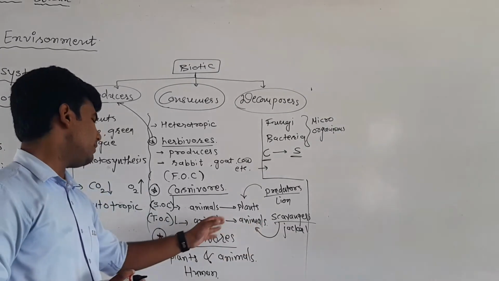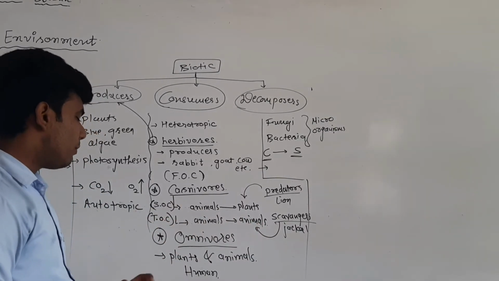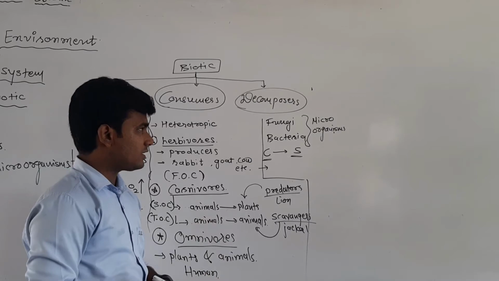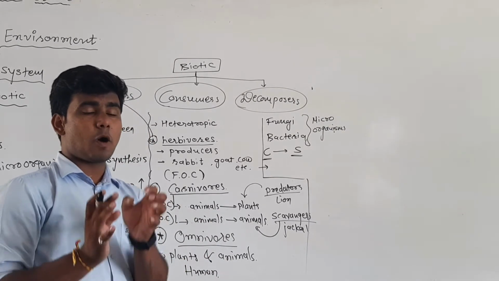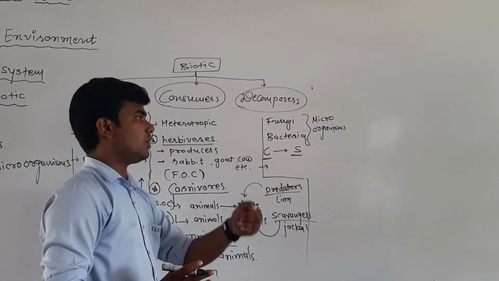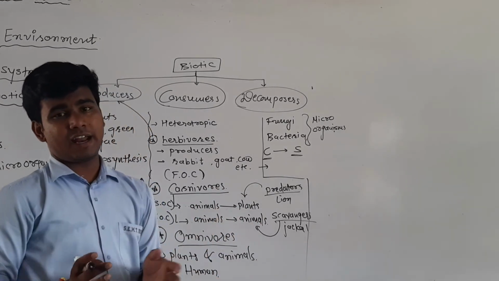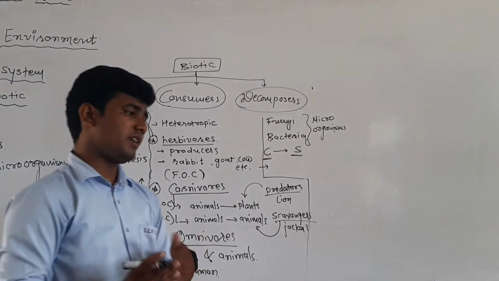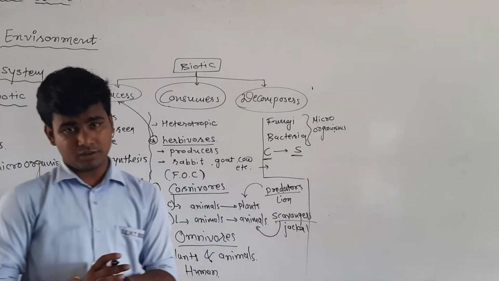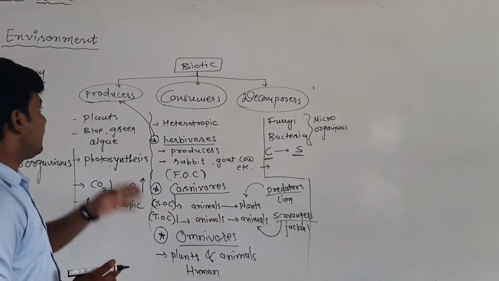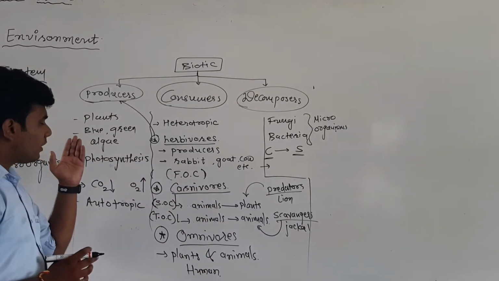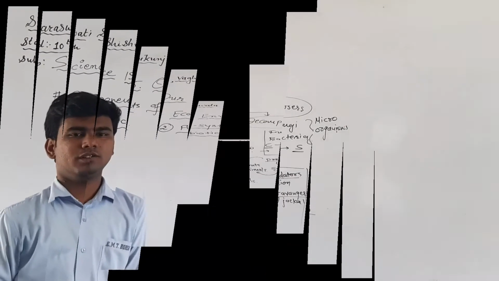So that will be our third order consumer. Omnivores depend on both animals and plants. Decomposers break down, decompose the complex compounds into simple organic compounds. Bacteria and fungi are examples of it. Different microorganisms are also examples of decomposers. So this way we have completed the biotic component of our ecosystem.